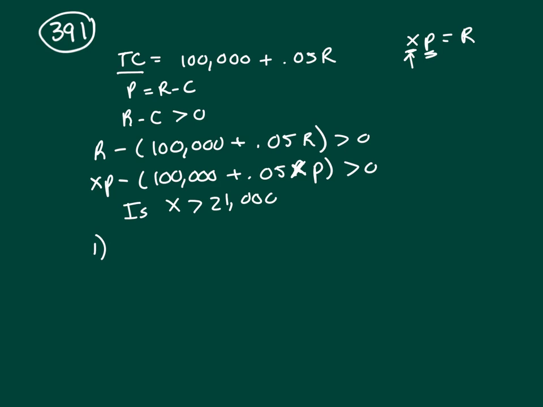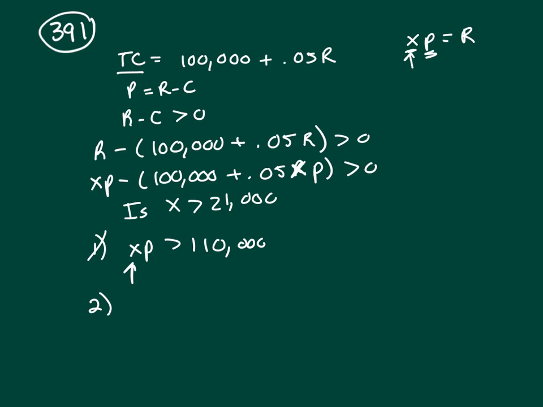Let's look at clue 1. Clue 1 says the company's total revenue from the sale of the product last year was greater than 110,000. So I know that X times P, revenue, is greater than 110,000. But there are lots of combinations for X and P. I don't know if X is greater than 21,000 or not. So clue 1 doesn't work. I hope that makes sense. The price could be, well, you just don't know. It might be, it might not be the number of units. So 1 doesn't work.